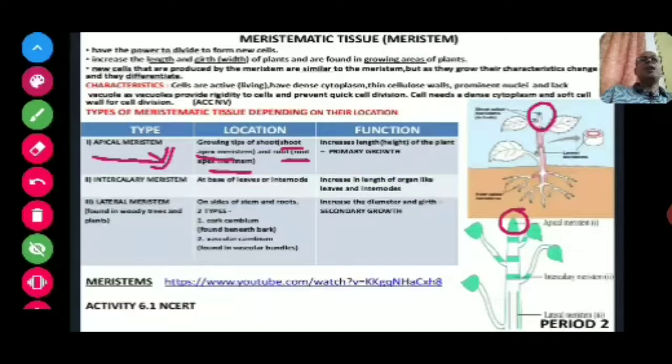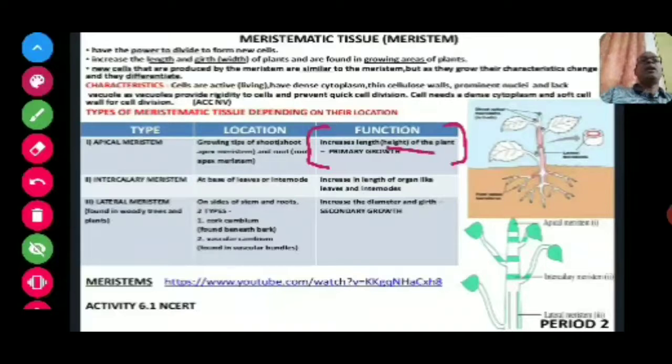The function of the apical meristem is to increase the length of the plant or the height of the plant, or ultimately directly related with the primary growth of a plant. Primary growth means increase in the height of the plant.